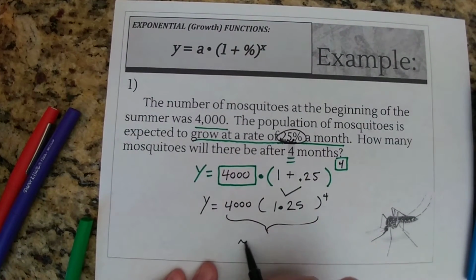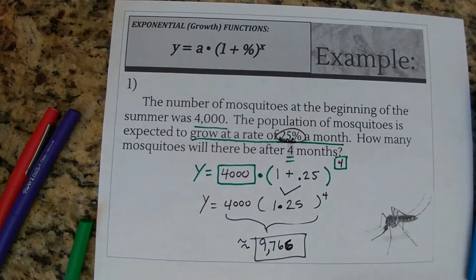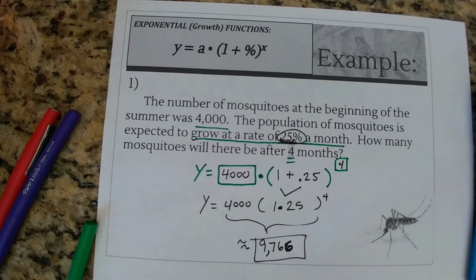My calculator says approximately 9765.6, so maybe that could round up to a 6. So about that many mosquitoes after 4 months if this is the growth. So we definitely see an increase there. And that's how you do it. Let's try another one.